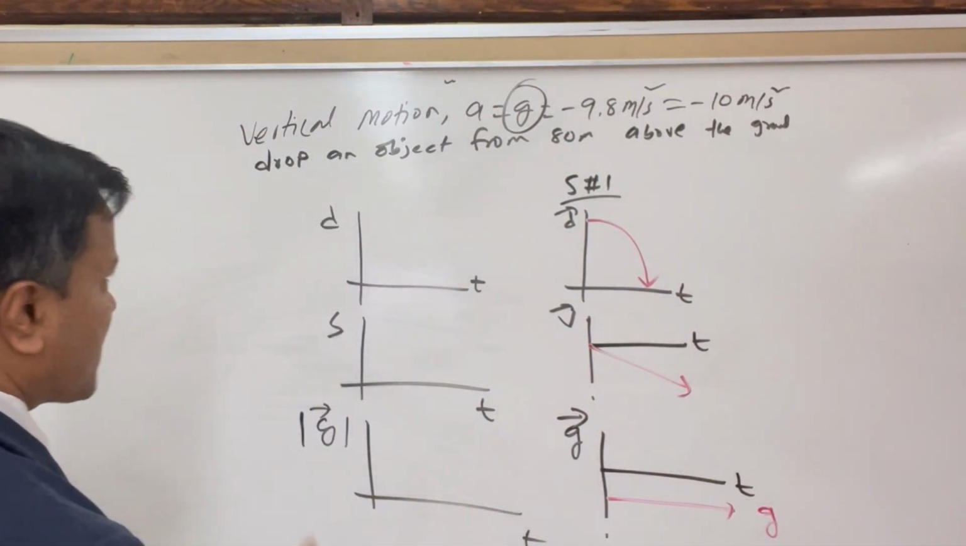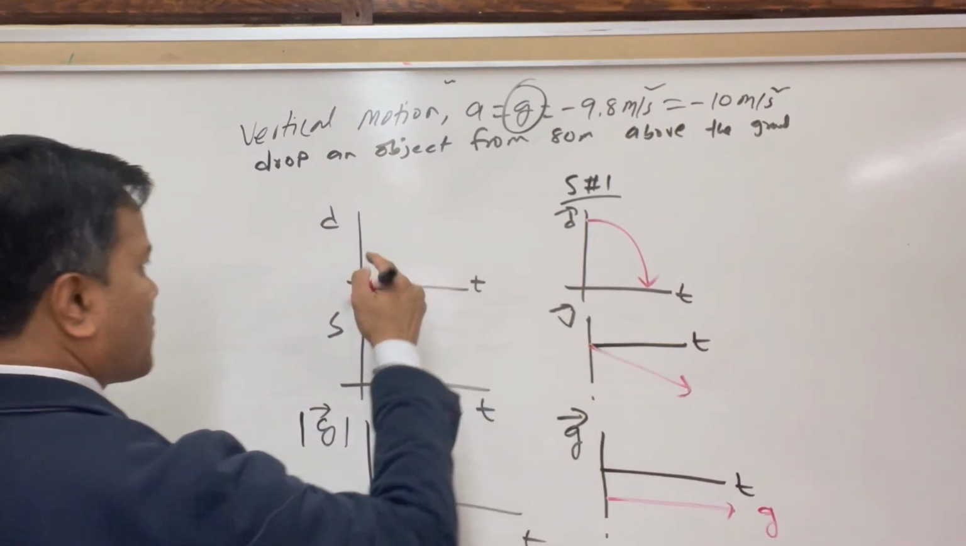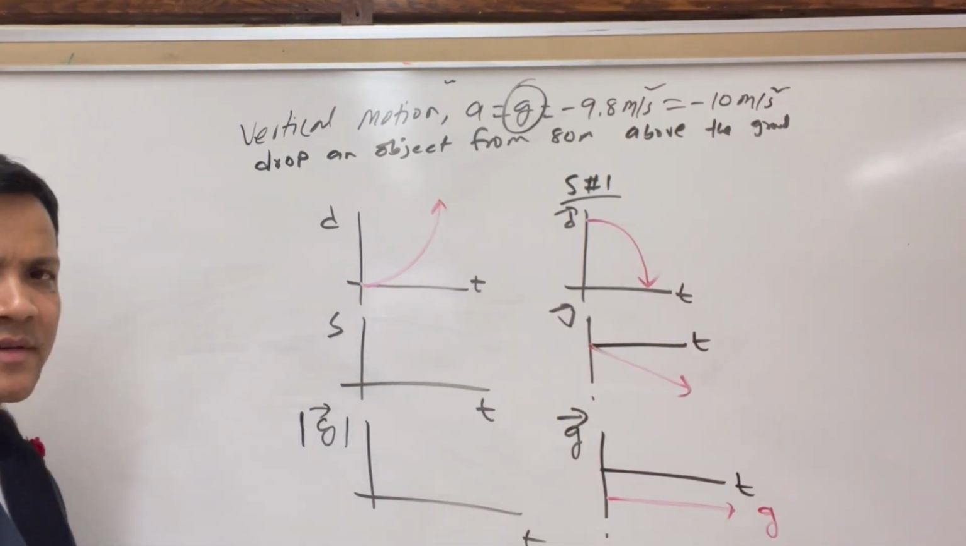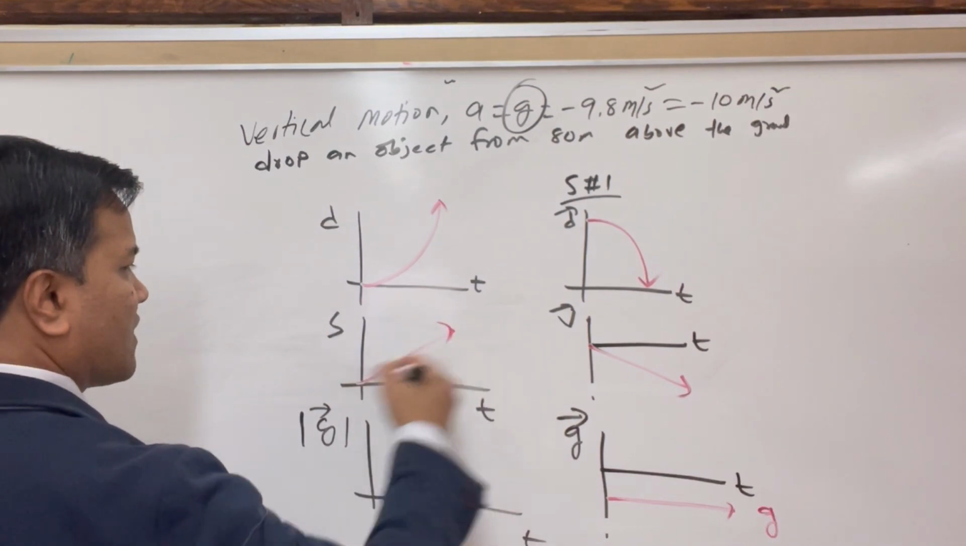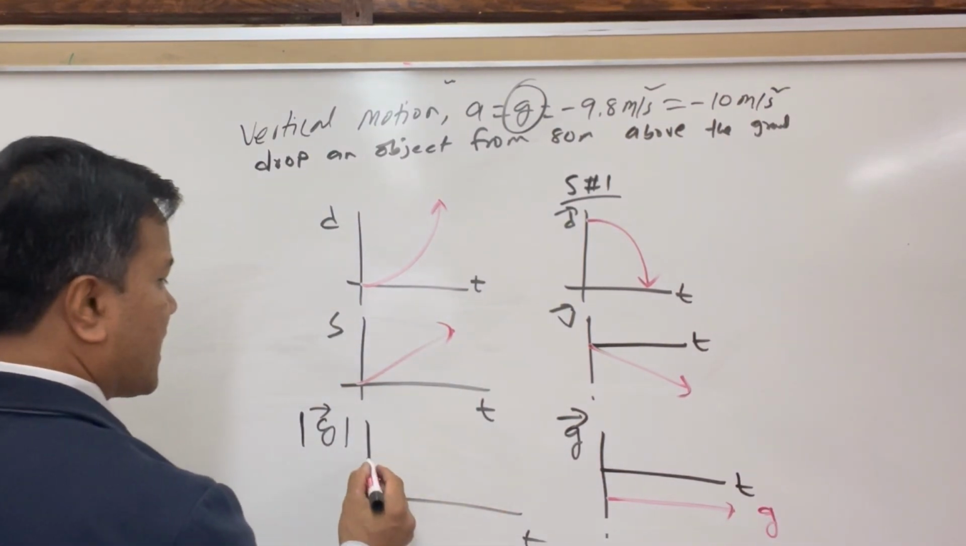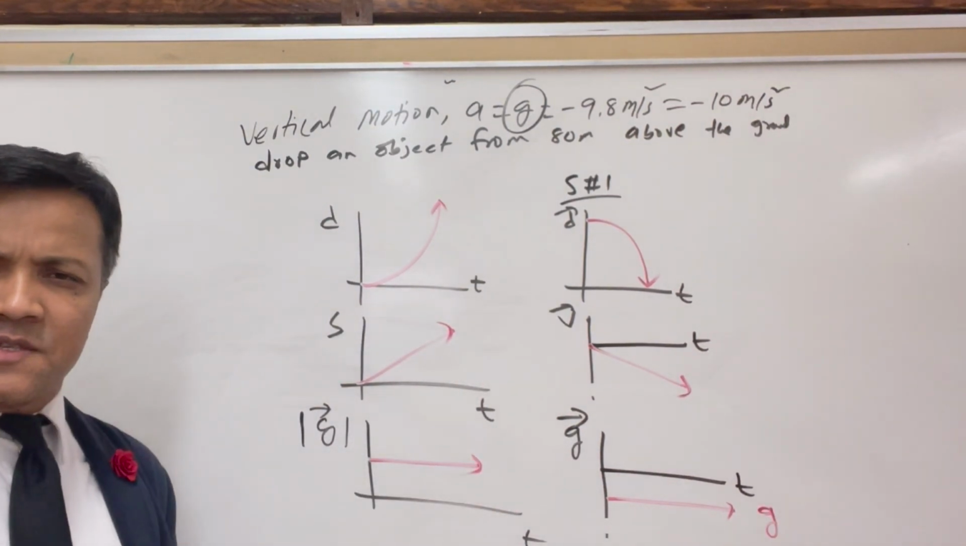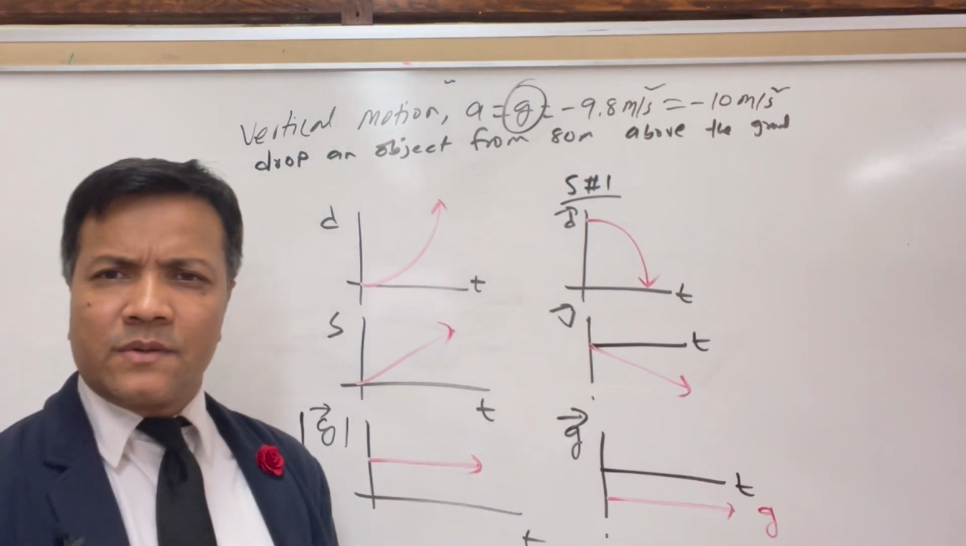Okay, now let's come over here. Absolute value of this one is also quadratic in the first quadrant. Absolute value of this one is the diagonal in the first quadrant. Absolute value of this is a horizontal above the x-axis in the first quadrant. That's it. All right, good.